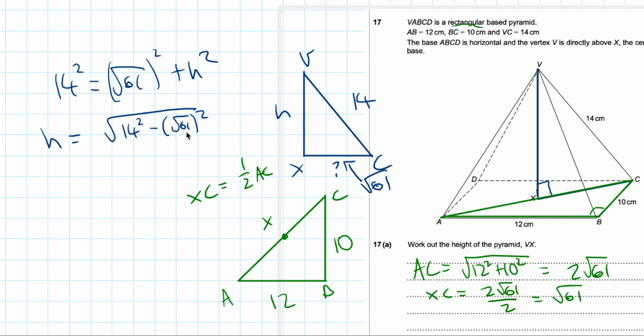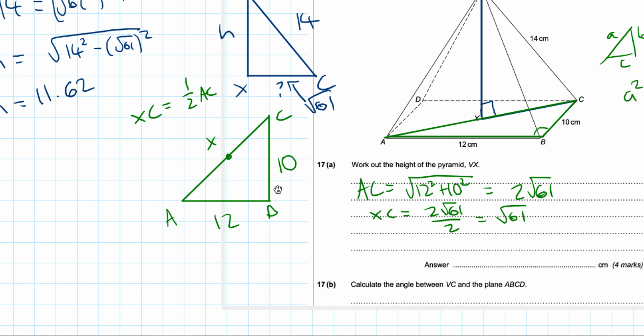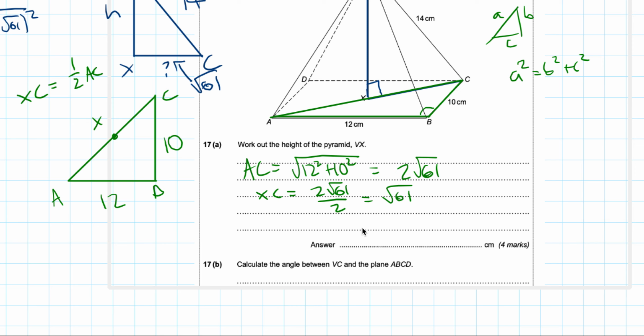Plugging that into our calculator, we get an answer of h is equal to 11.62 centimeters. And that is your final answer. 11.62 or 11.6 would be fine as well. Centimeters, either one is fine for your answer. The next thing we've got then is calculate the angle between VC and the plane ABCD.